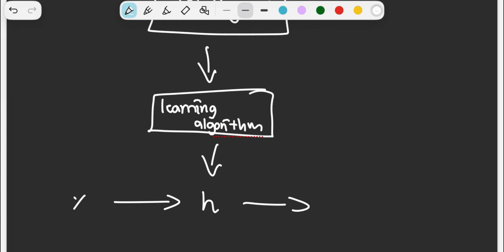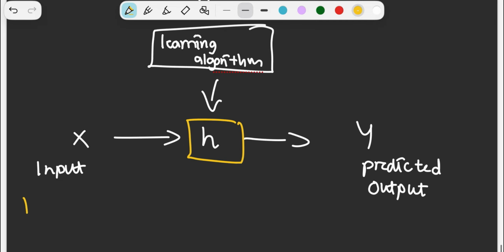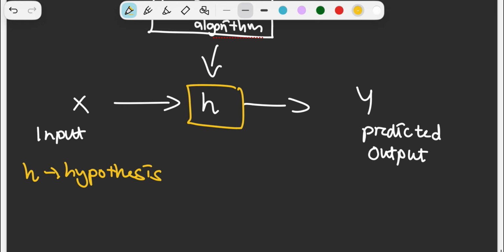So if you have X, which is here, which is the input, and this is Y, which is the predicted output, you're trying to learn the value of H over here. H is called the hypothesis. Why is it called the hypothesis? Well, people just named this. It's a field that people were discovering, so they just named things what they wanted. There's not really any logical reason to this.